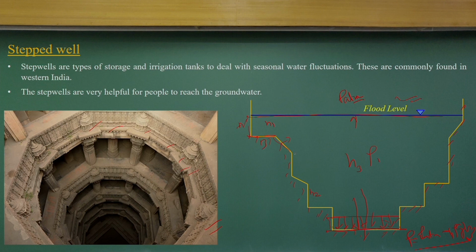When you have a vertical surface, let me consider this case. If this is H1 and this is H2, the pressure distribution will be trapezoidal, because at this point the pressure will be rho g H1, and at the other point the pressure will be rho g H2. This is the pressure diagram. Vertically, rho g H1 is the pressure at this point, and at this H2 distance from the top it will be rho g H2, and I am neglecting the atmospheric pressure.